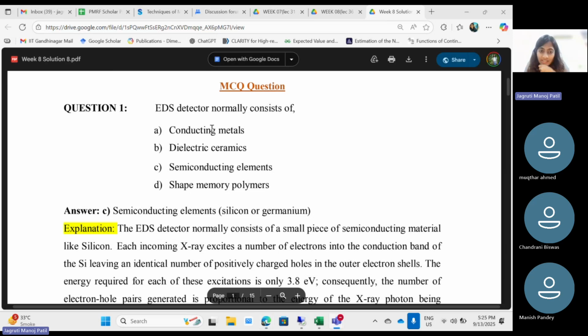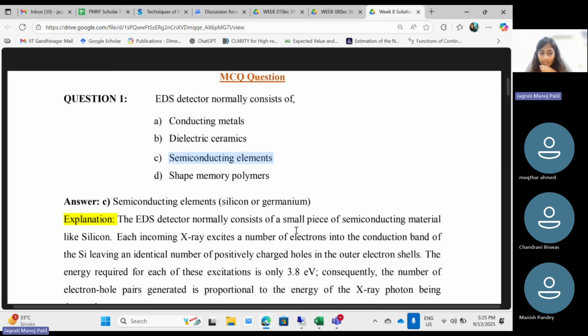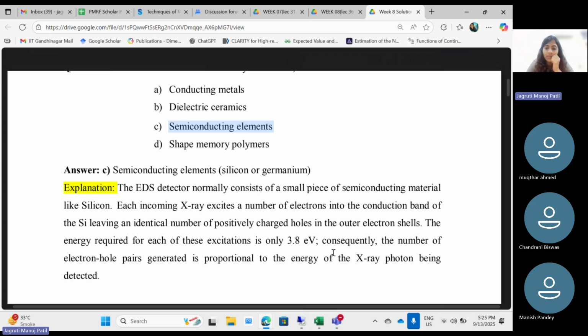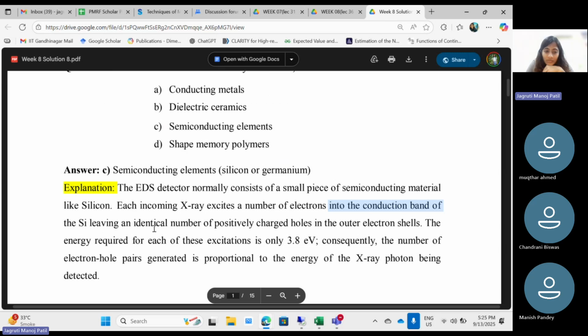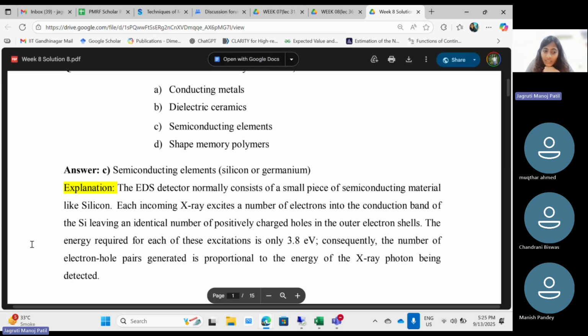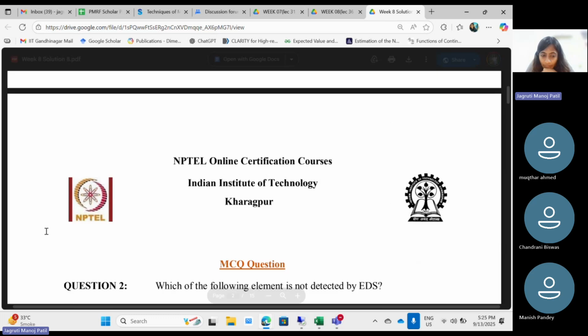So an EDS detector normally consists of what? We just saw that it has semiconducting materials, either silicon or germanium, and it's because of the electron-hole pairs and how much band gap they have that these are the ones they choose. I don't know if I should read it out, but I guess you can. Consequently, the number of electron-hole pairs generated is proportional to the photon energy being detected. So that is why they use it. You can refer to that module for it.